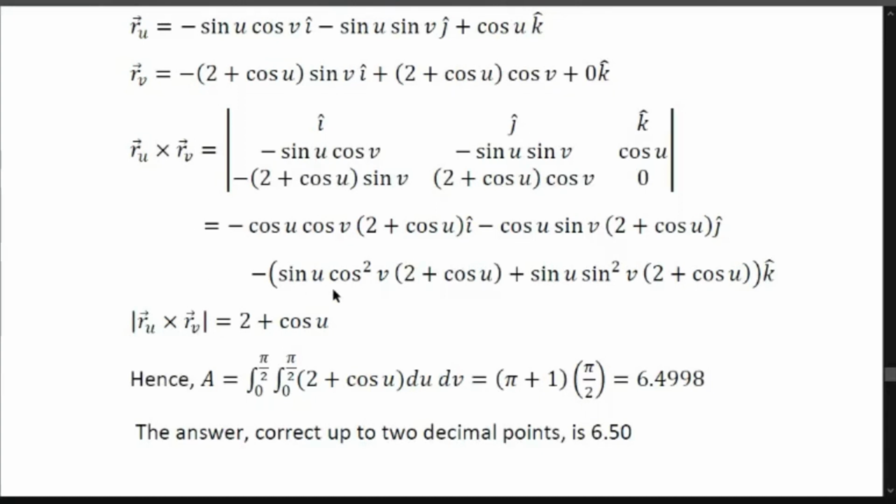By finding the modulus of Ru cross Rv, you will get 2 plus cos u, because each term contains 2 plus cos u. So the square of that will come out of the square root, so you will get 2 plus cos u times the square root of something. Inside you will get terms involving cos square u, sin square u, cos square v, sin square v, and everything will add up to 1. So you will finally get modulus of Ru cross Rv equal to 2 plus cos u. Please do the calculations on your own.